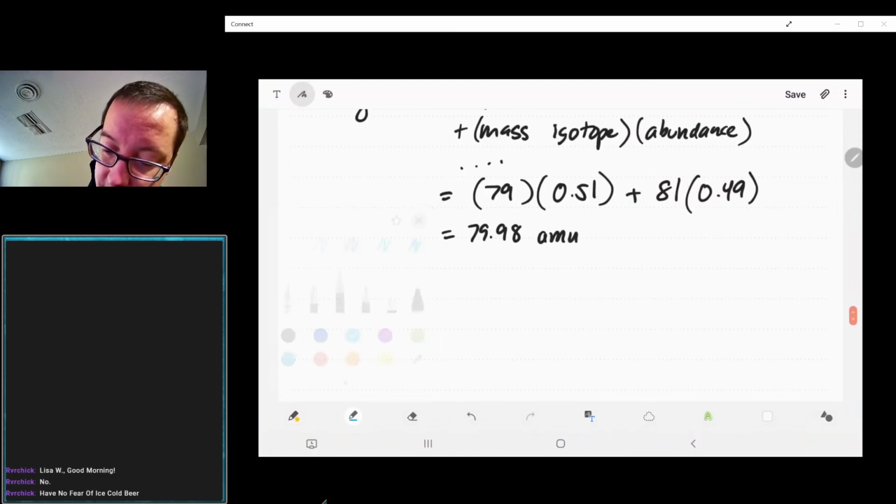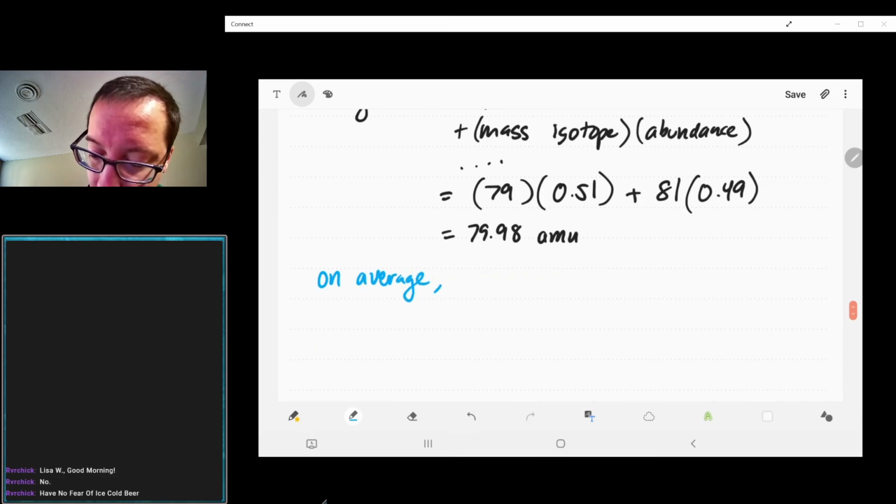So this means on average, each bromine atom.